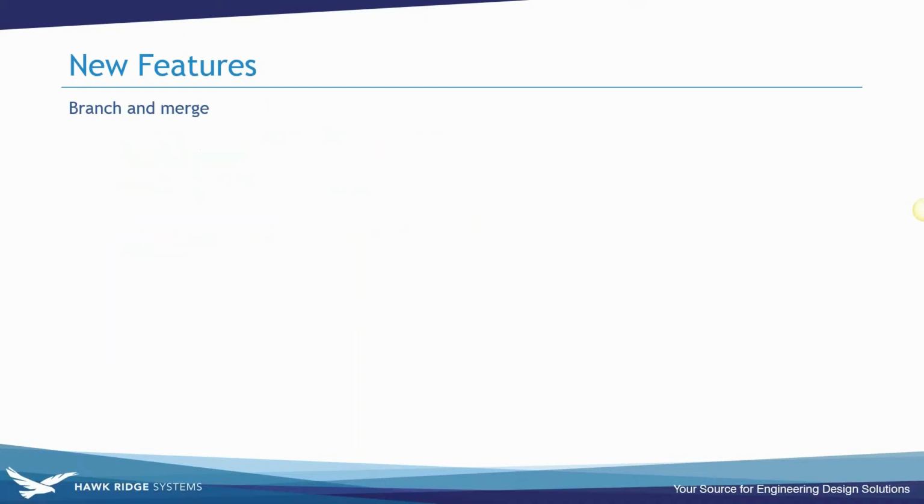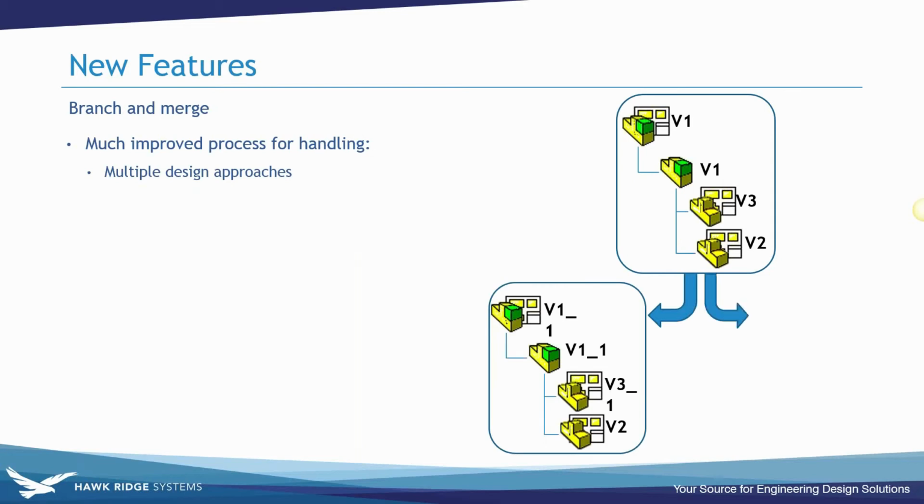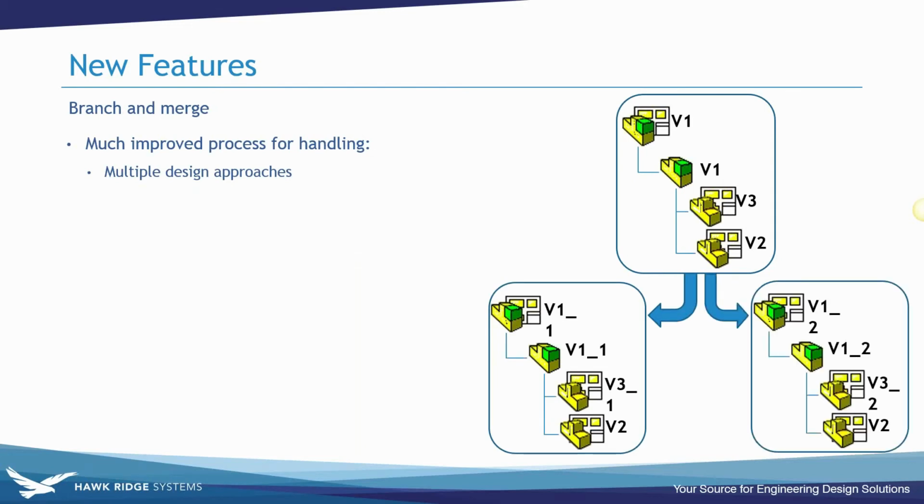All right. Next new feature, branch and merge. I was pretty excited when I started talking about branch and merge. It's a really good improved process for handling different approaches to projects. Basically, instead of replacing parts, or instead of playing with versions, you can now branch. You can branch on a subassembly or on a whole structure, but basically you can work on a whole design separately.